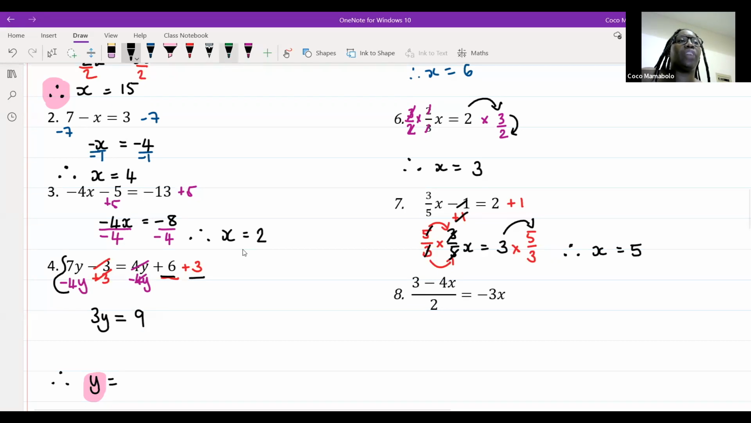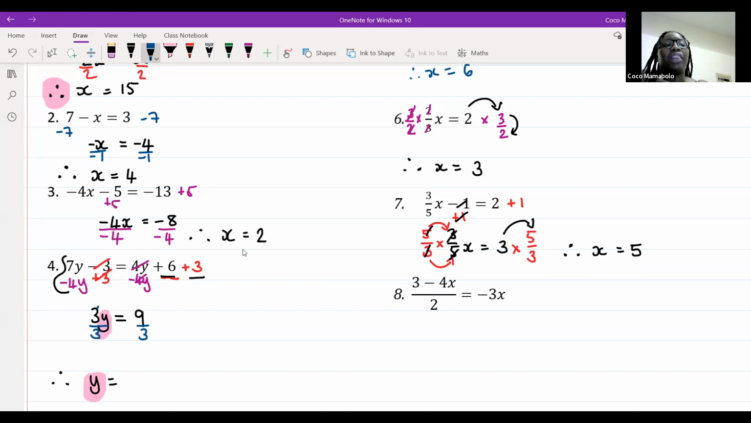Now, look over here. I've got 3 multiplied by y. What is my inverse operation for multiply? Division, good. And if I want y on its own, and I want to get rid of this multiplied by 3, I'm going to divide by 3. So I divide here, and I can't just do it on one side, I must do it on the other side as well.